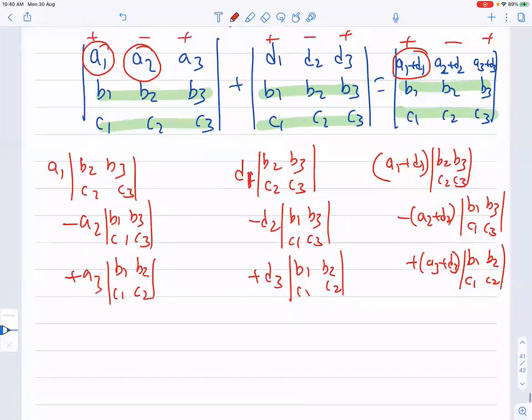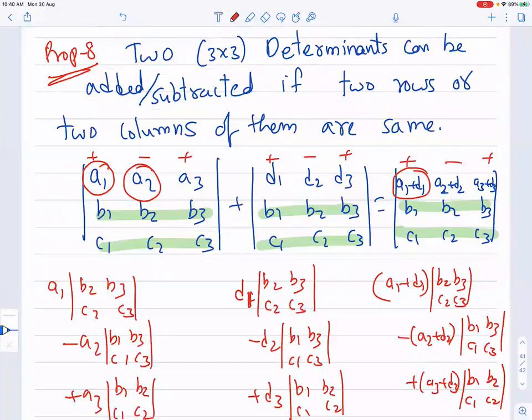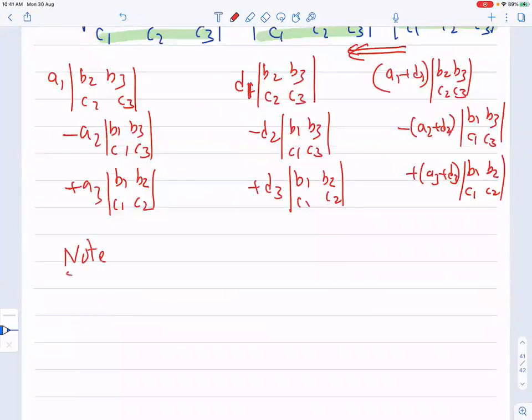Now let's relook at this property once again. We are thinking in reverse, from RHS to LHS. If we have to split a determinant into the addition of two determinants, we can split only one row or column while maintaining the other two the same. Correct, students? You can break only one row, and you have to maintain the other two the same.